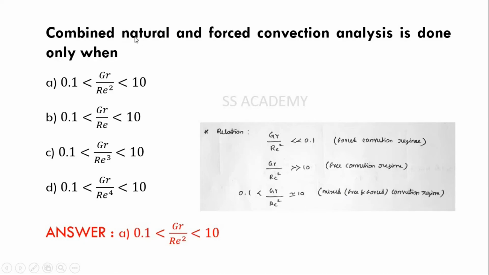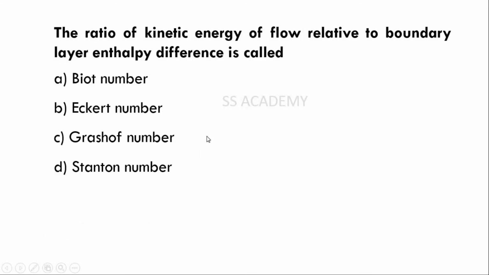Okay, so in the question they have asked what is the regime for combined natural and forced convection. Analysis is done only when the ratio of Grashof number to the square of Reynolds number is in between 0.1 to 10. Okay, so that's why option A is correct.